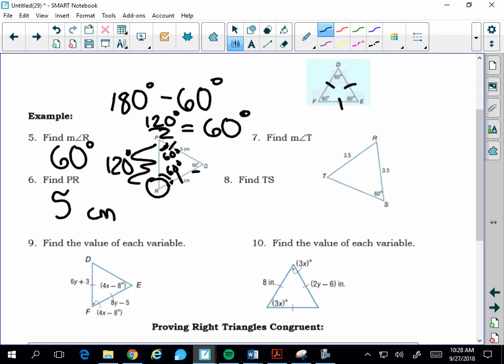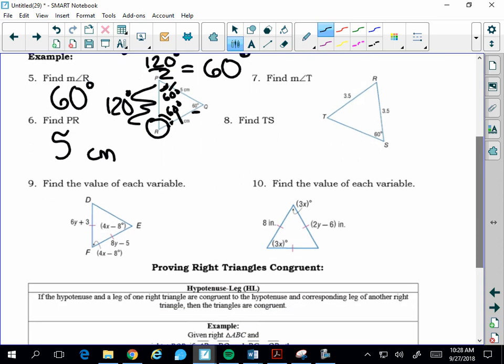Try and do that with 7 and 8. Same idea, same logic. See what you can do. So pause the video for a second and do that. Once you come back, let's give number 9 a try.